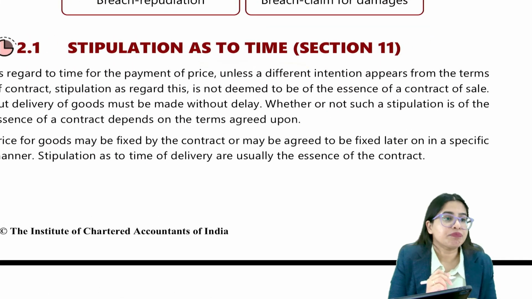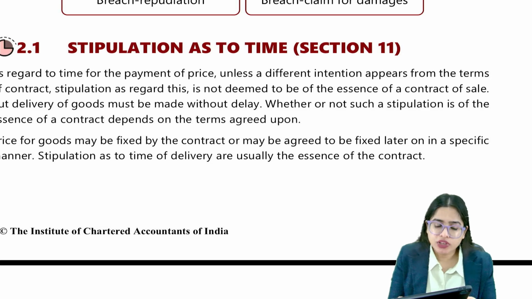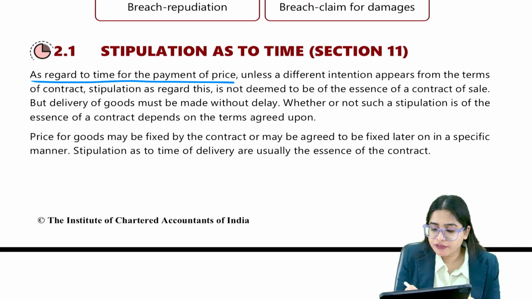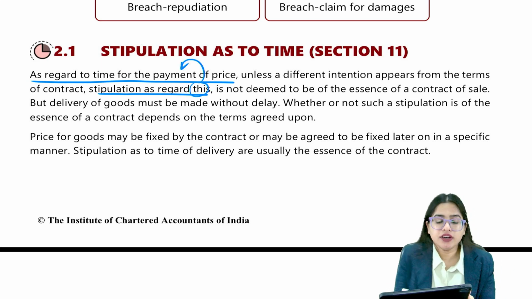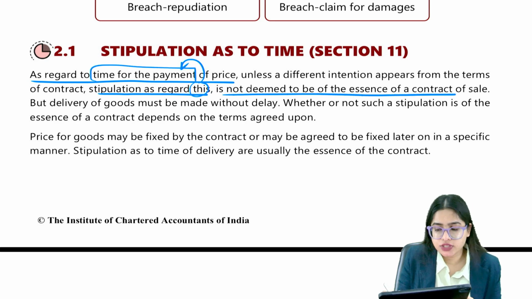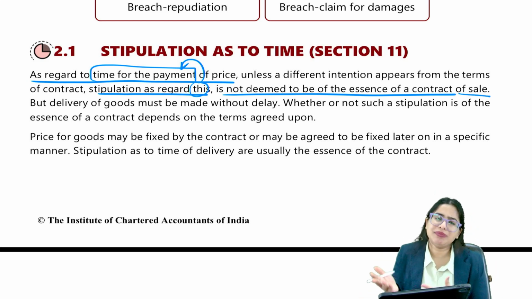When we talk about time, time for payment is not essential, but time for delivery is essential. Here one point is given: as regards the time for payment of the price, unless a different intention appears, stipulation as regards this means stipulation regarding the time of the payment. It is not deemed to be the essence of the contract. Not deemed to be the essence means if you don't make payment on time, they cannot cancel the contract. So it is not the essence of the contract.